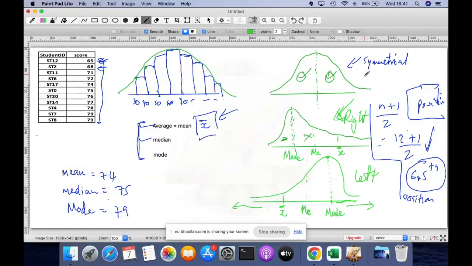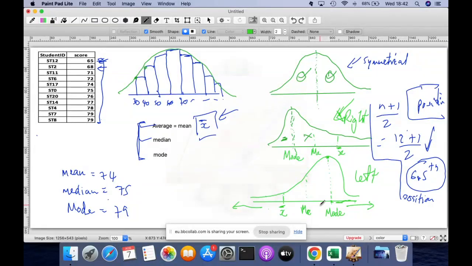All right, so there's basically three shapes a distribution can have. It can be symmetrical, it can be skewed to the right, or skewed to the left. Another way of saying skewed to the right is positively skewed, and then you get negatively skewed for skewed to the left. It's the same thing, right? You don't have to know all of them, but just understand it's the same thing. All right. Hoping that's clear.